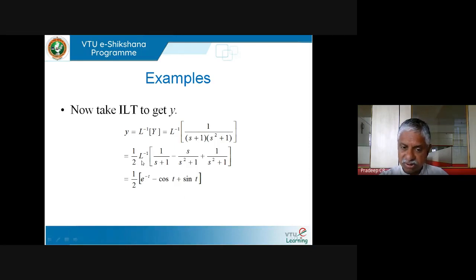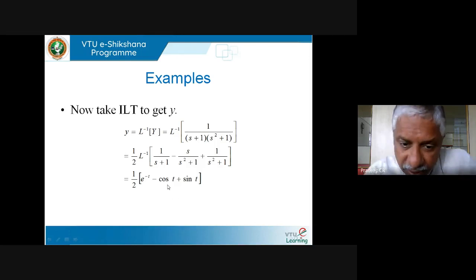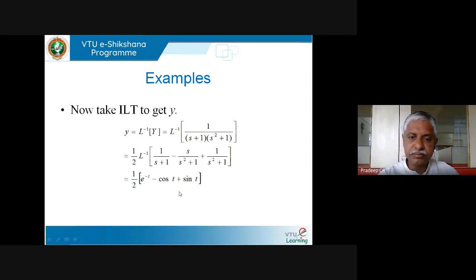I should have written one more step extra, because L inverse is linear. I can write this as half L inverse of 1 by s plus 1 minus half L inverse of s by s square plus 1 plus half L inverse of 1 by s square plus 1. So each of the L inverse of 1 by s plus 1, L inverse of s by s square plus 1, etc., I have written down here. So this is the solution. You solved the problem because I have found y as a function of t. This is what it is.